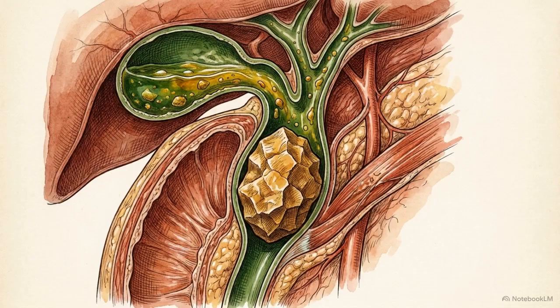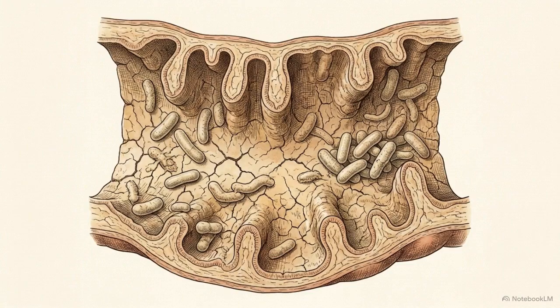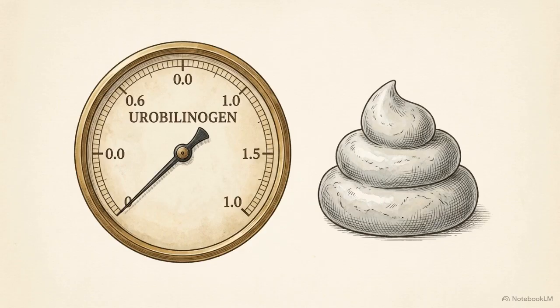A different crisis occurs during a biliary flatline. This is caused by a physical blockade, like an impacted gallstone, that cuts off the liver's connection to the gut. With the biliary path blocked, gut bacteria are starved of raw material. Urobilinogen production drops to zero, and the absence of its downstream pigments turns the patient's stool into gray clay.